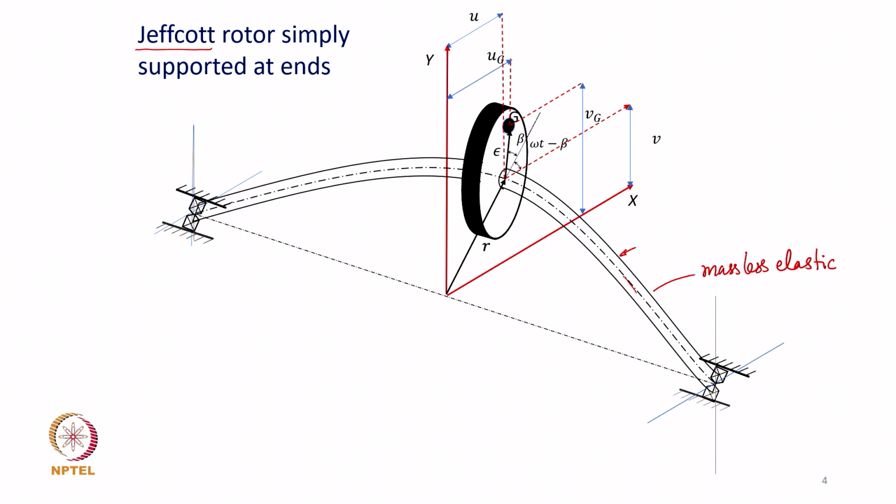That kind of a very simplistic rotor model is called a Jeffcott rotor in practice, and these bearings provide hinge support or a pinned support. So, this is simulating a simply supported end condition.